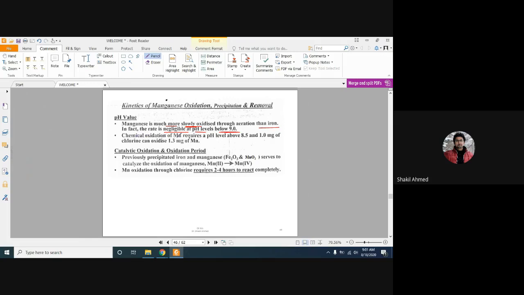So chemical oxidation of manganese requires a pH level above 8.5, and 1.0 milligram of chlorine can oxidize 1.3 milligram of manganese. So if you perform aeration, you need a pH value of at least 9. If you do chemical oxidation, then you need a pH value of at least 8.5. Okay.